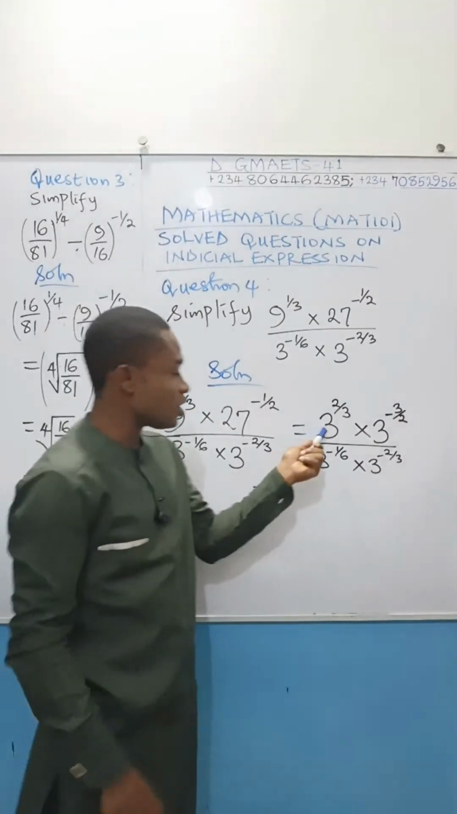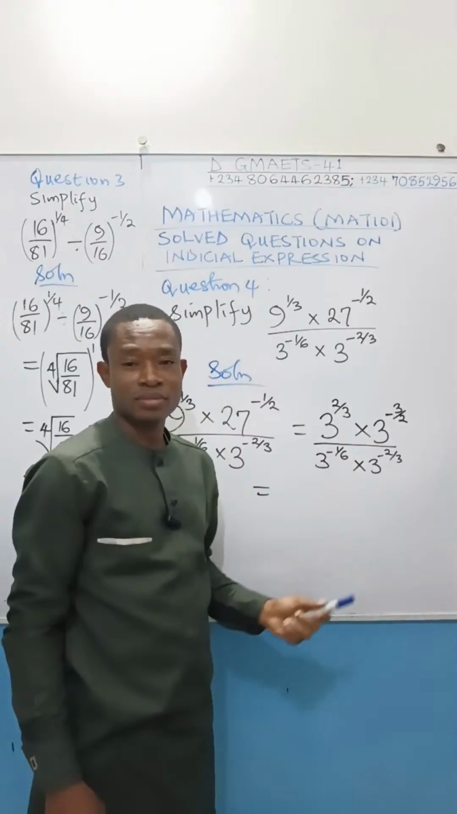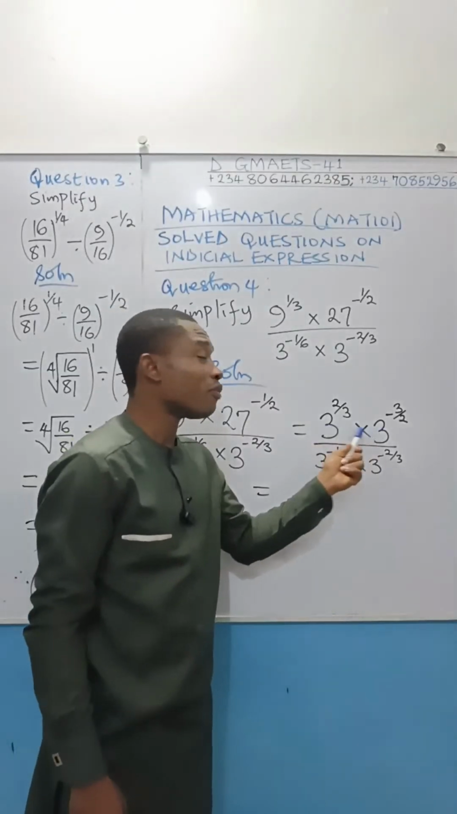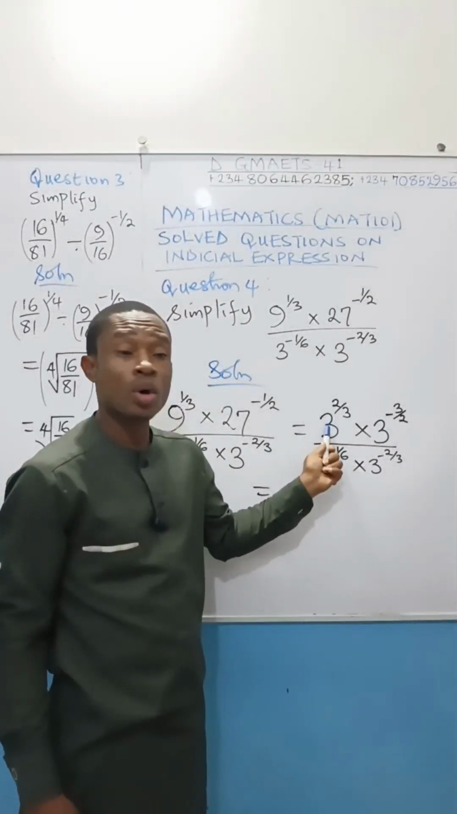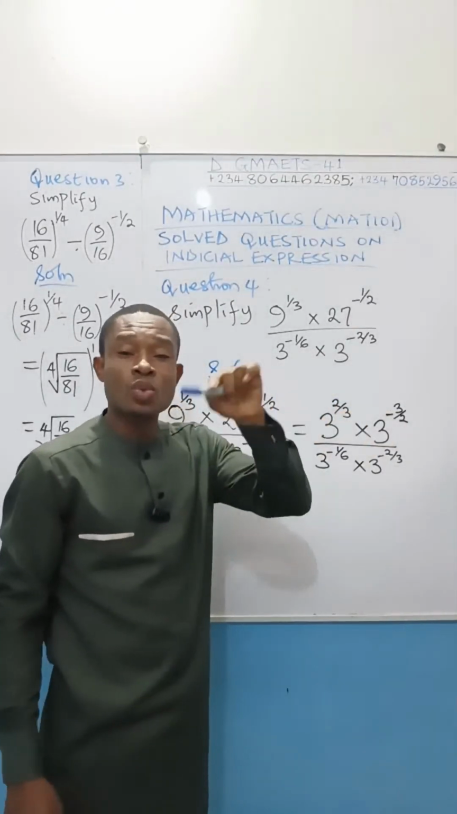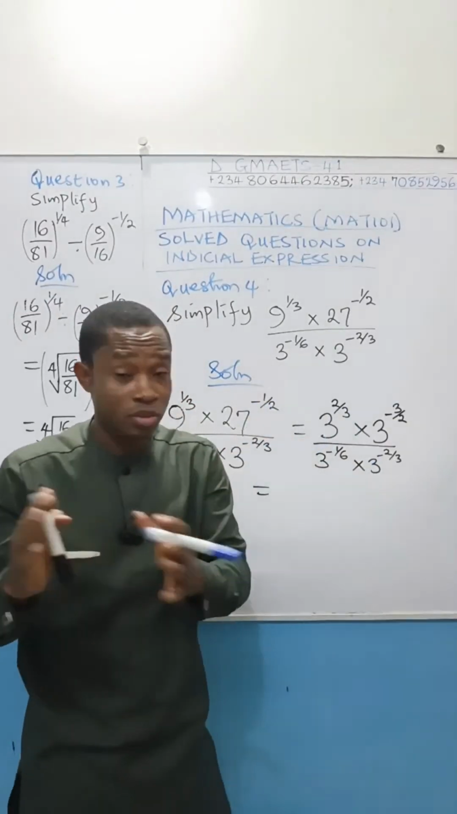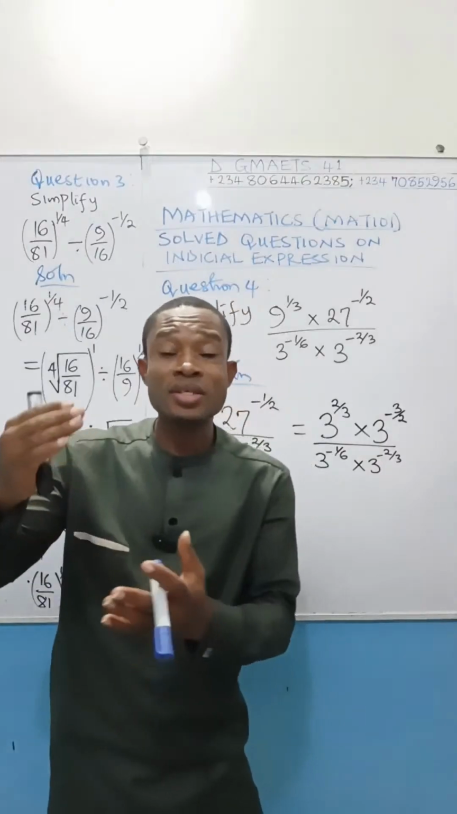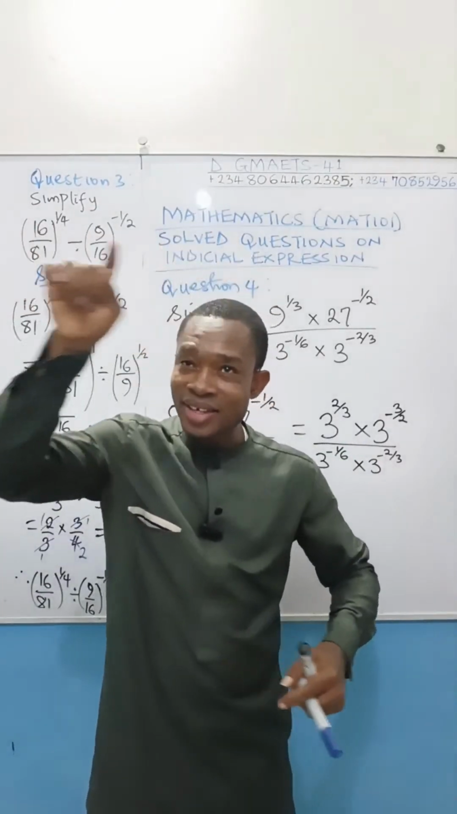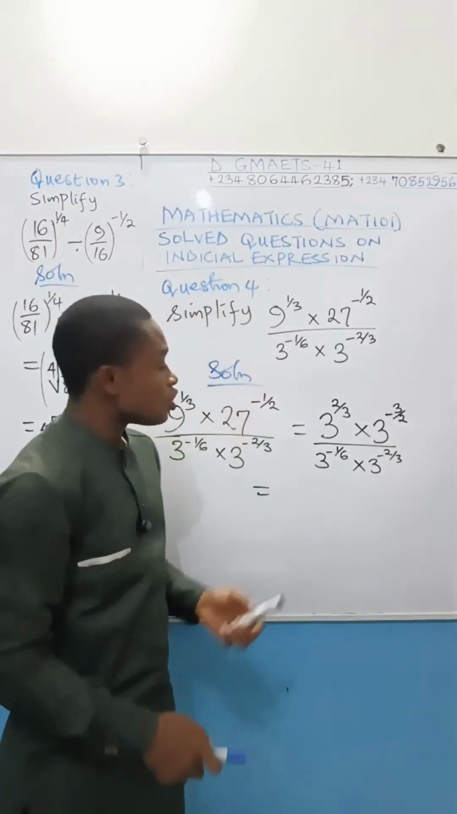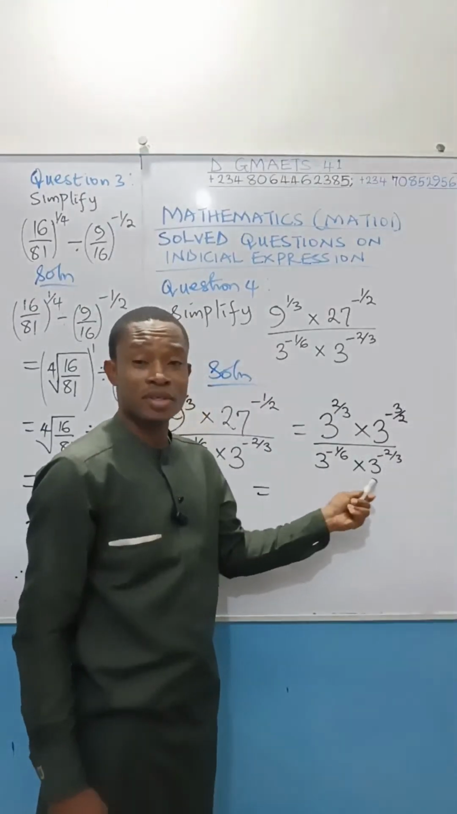Now observe, this is base 3. This is base 3. You are multiplying both of them. What do you do? Pick one of the bases, and then add their powers. That is what multiplication of indices says you should do. Anytime you are multiplying the same base, the law states multiplication of indices. When the same bases are being multiplied, pick one of the bases and add their powers. So I'm going to do that here because here we also have base 3, base 3.